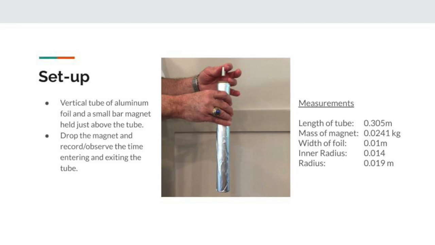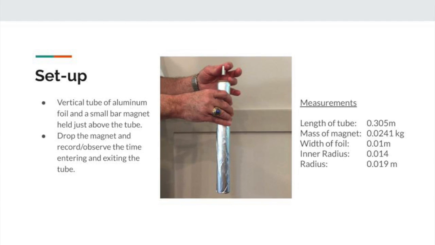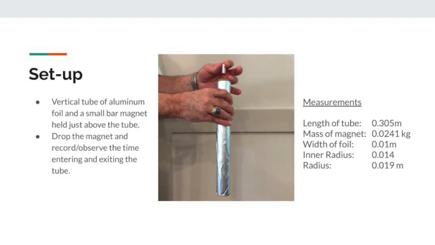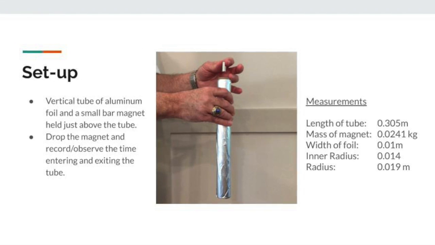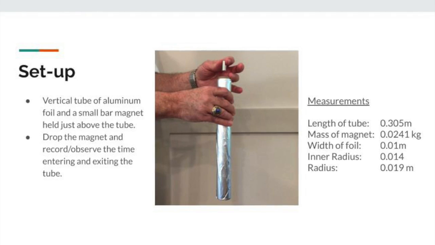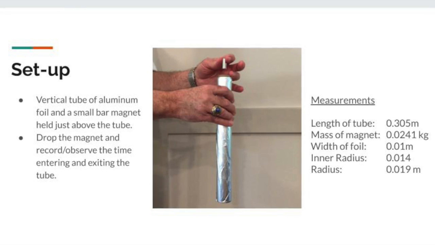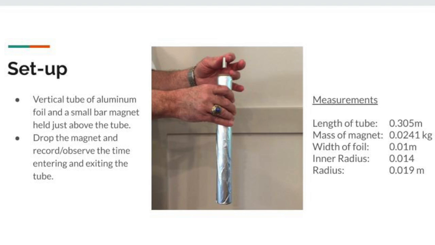The setup for this experiment, as mentioned before, includes the use of a small bar magnet and an aluminum foil tube, and a smartphone to record and observe the time in which the magnet enters and exits the tube. The measurements for the length of the tube, mass of the magnet, width of the foil, the inner radius, and the outer radius are shown on the right.